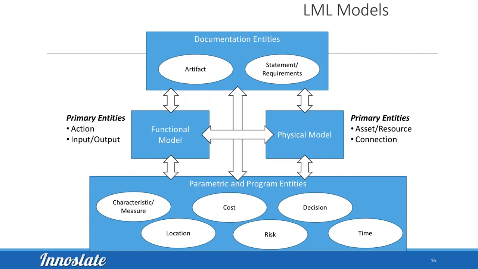The functional model is primarily using actions and inputs and outputs. You'll see that classic functional models like IDEFs and things like that have that kind of look to them. The physical model, again, is your asset, resource and connection, actually conduit principally there. But also we use that for the ERA diagram, we'd use the logical connector as well. So then the last set is the parametric or program entities. These are things that we know we need to capture to make sure we are tracking things. So the metrics obviously fit into that, the measures class and characteristics, location, cost, risk, decisions, and time. So that all together shows you how basically these models interact with each other too.